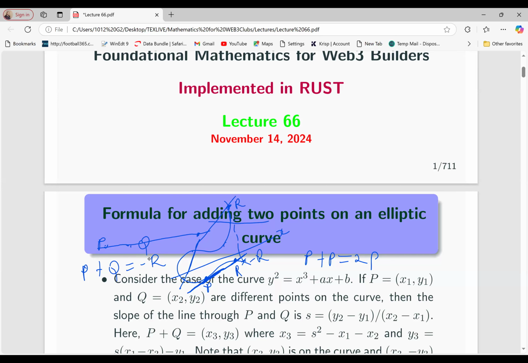Then reflect it through the x-axis. This is our x-axis, reflected through the x-axis, so just drawing a perpendicular line through the x-axis. Where it touches the curve on the other side, this is the inverse of R. And therefore, this becomes the sum of P plus P. If you want to get 4P, this is our 2P, our 2P is here.